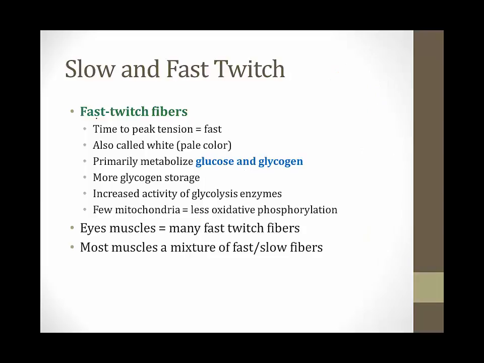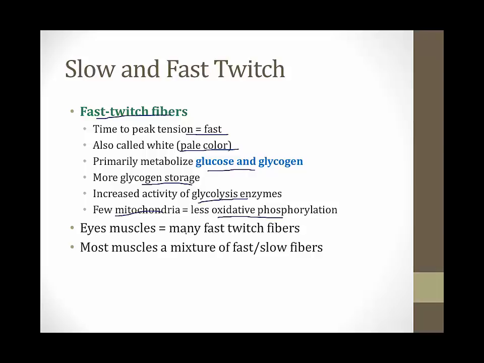The other end of the spectrum are the fast twitch fibers. These fibers get their name because the time to peak tension is fast. They're also called white because they have a relatively pale color because they have less myoglobin. These fibers primarily metabolize glucose and glycogen. They have lots of glycogen storage, and they have increased activity of glycolysis enzymes. They have relatively few mitochondria, so they do less oxidative phosphorylation. The goal of these types of fibers is to do a quick on and off contraction.